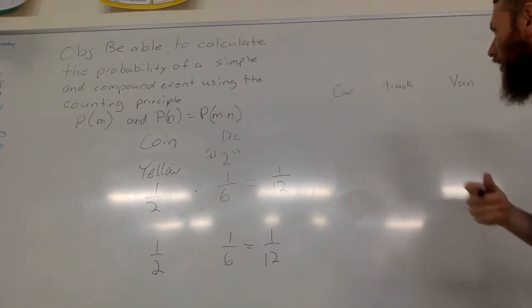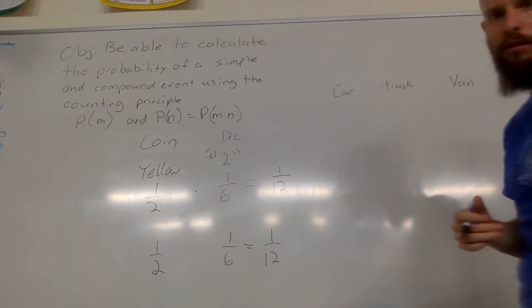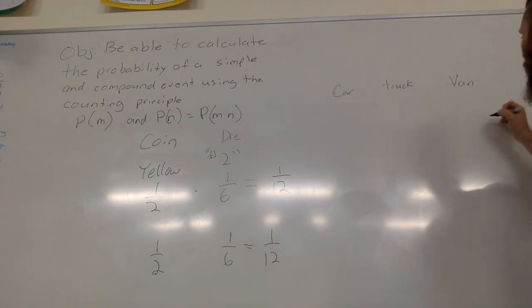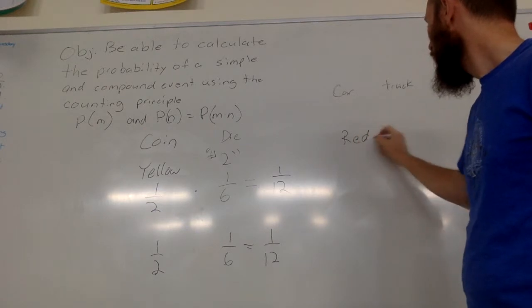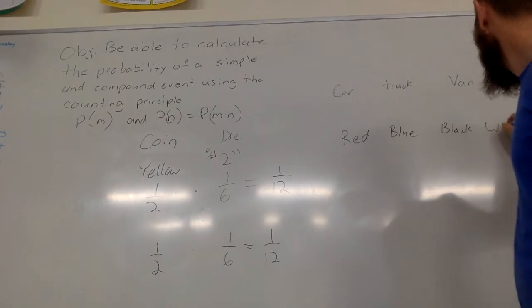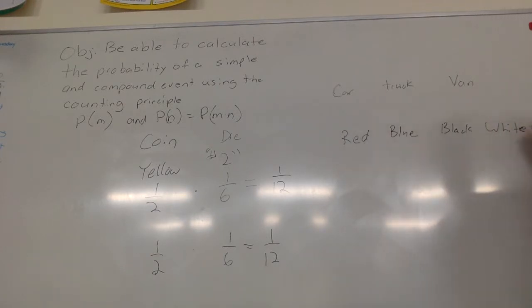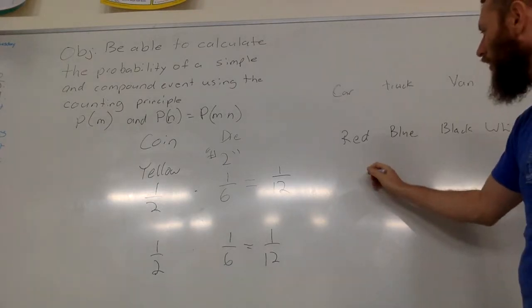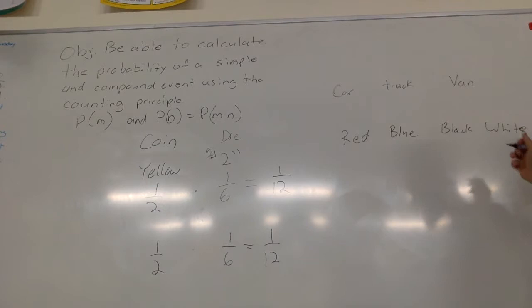So I'm going to get a truck, a car, or a van, and I want the color to be either red, blue, black, or white. I'm going to write this down here. Those are the only colors I want. So if I pick a random car off the lot, and there's an equal number of all of them, what is the probability that I get a blue truck?